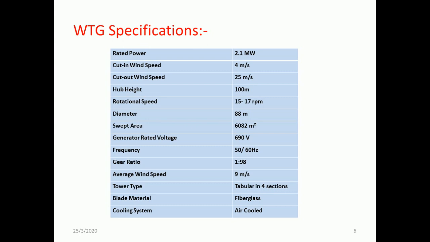As discussed earlier, the generation voltage is 690 volt. You can also term it as 0.69 kV, and the operating frequency is 50 Hz. As discussed in the previous presentation, I also mentioned that the gear ratio for the generator can be in the range of 1:98, and the average wind speed in which this generator is going to operate is 9 meter per second. The tower type is tubular. There are two types, tubular and lattice. We have been making use of tubular in 4 sections, and the blade material is fiberglass.